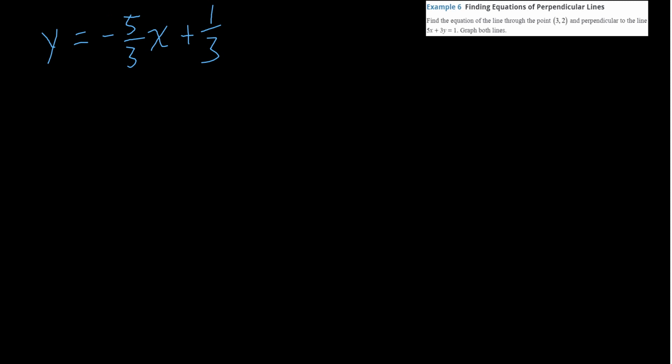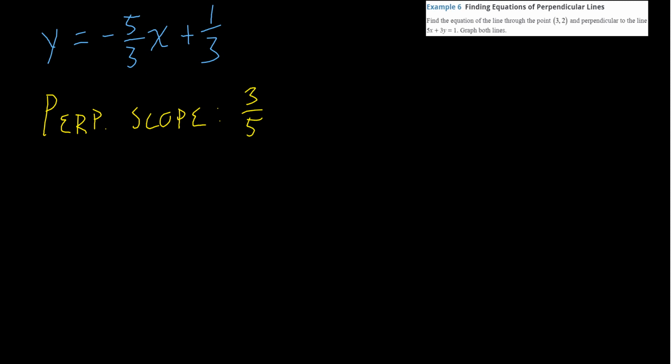Well, if I want to find a line that is perpendicular to this line here, then I must have a line with the negative reciprocal slope. If this is negative 5/3, then to get a perpendicular slope, so we're going to write perp slope, it is going to be the negative reciprocal. So instead of being negative, it's going to be positive. Instead of being 5/3, it's going to be 3/5.